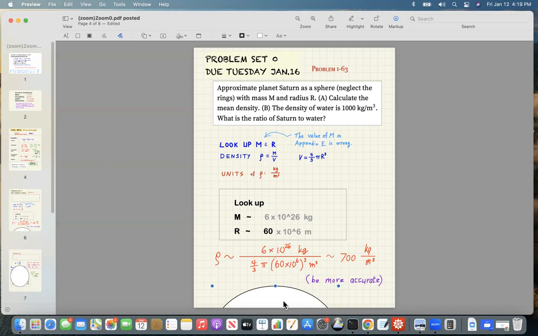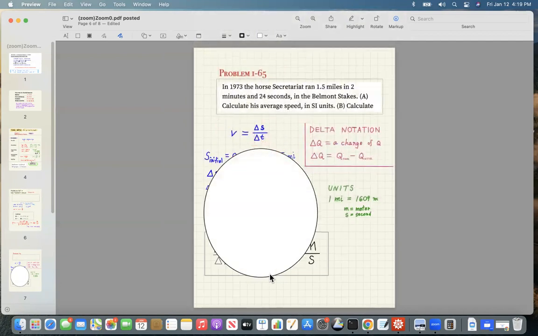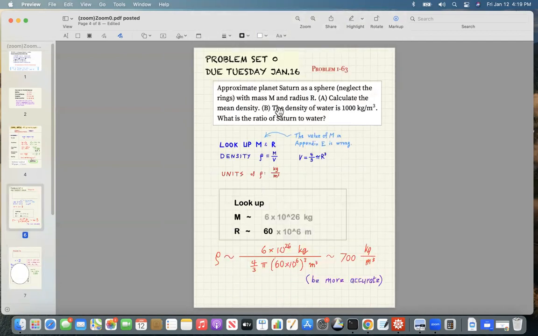All right, well, that's part A. Part A is done. And what about part B? Well, we'll want to compare that to the density of water, 1,000 kilograms per cubic meter. This has a density of 700 kilograms per cubic meter. So in other words, Saturn is less dense than water. If you had a big enough ocean, Saturn would float because its density is less than the density of water.